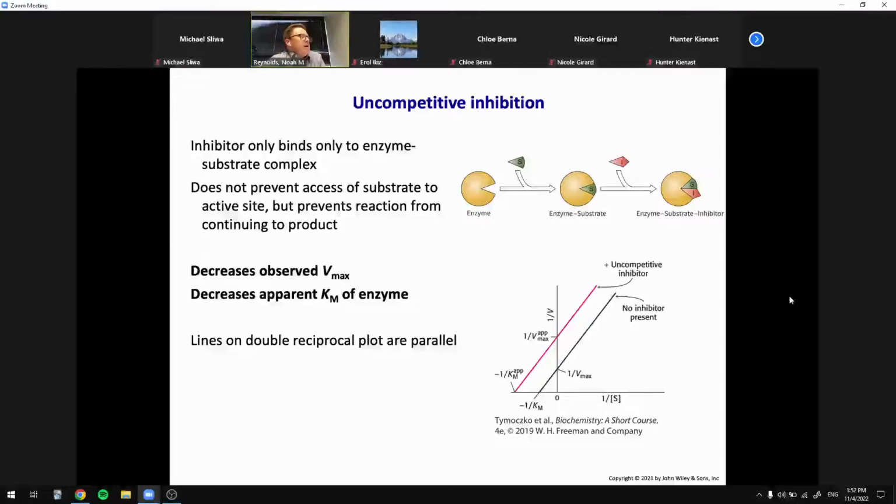Okay, so another type of inhibition is uncompetitive inhibition. And so these types of inhibitors only bind to the enzyme-substrate complex. So we do have substrate binding. It's not competing for that site. We actually have to have the substrate there. And in this case, when we look at our double reciprocal plot, right, what do we see? The lines are parallel. And so we're not actually changing slope, but we are changing Vmax and Km, the apparent Km.